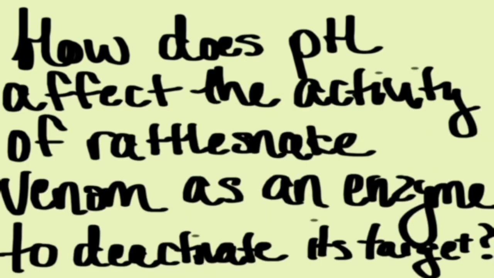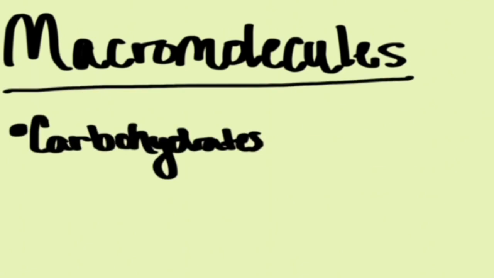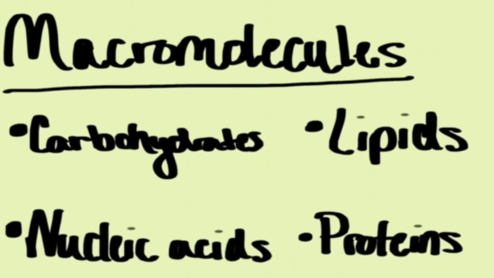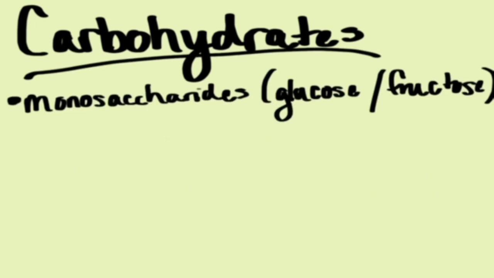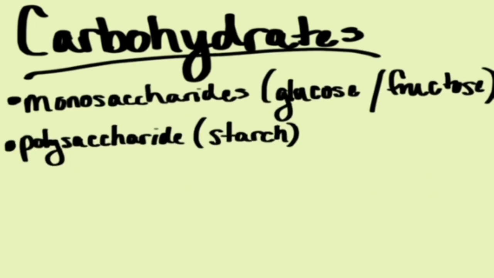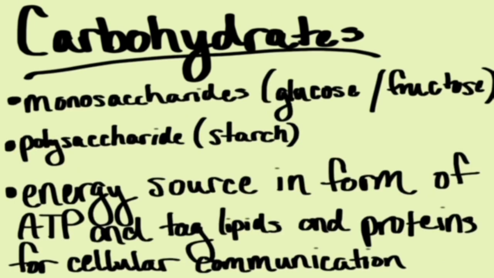Background information includes the 4 types of molecules: carbohydrates, lipids, nucleic acids, and proteins. The monomer of carbohydrates are monosaccharides, such as glucose or fructose. The polymer is a polysaccharide, like starch. Carbs function as an energy source in the form of ATP and tag lipids and proteins for cellular communication.